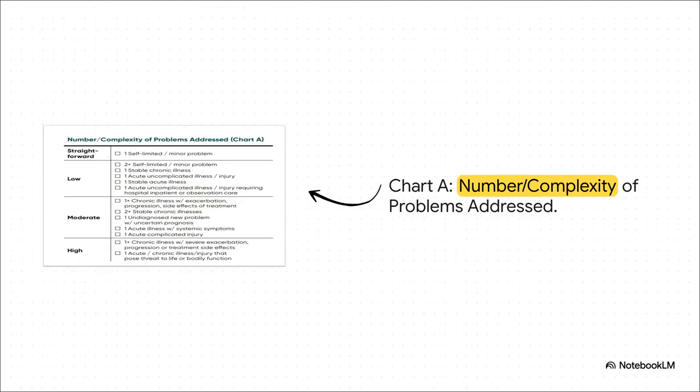Step 1. We evaluate element 1, the number and complexity of problems addressed. Based on the standard guidelines, an acute uncomplicated illness slots perfectly into the low complexity tier. It's definitely not a severe exacerbation, but hey, it is more than a minor self-limited problem like a common cold. So, for element 1, we are locking in a low score.